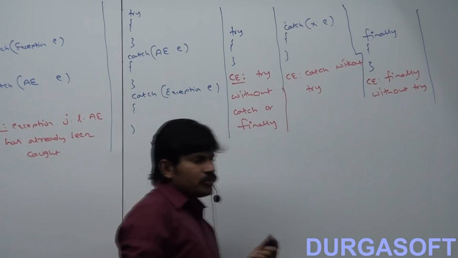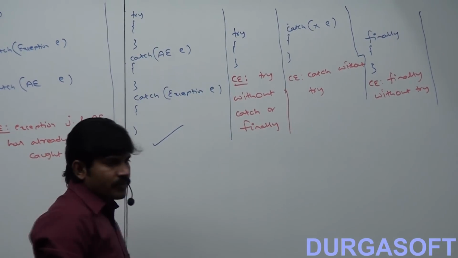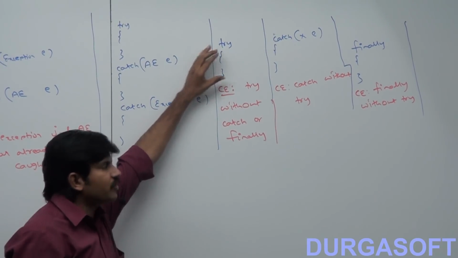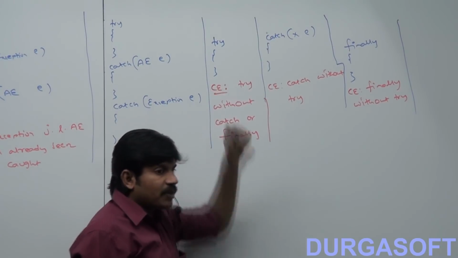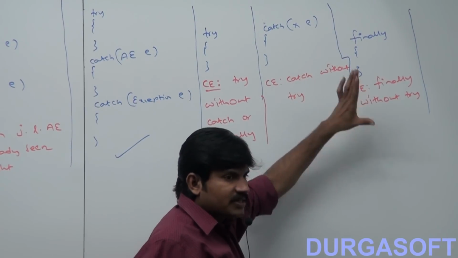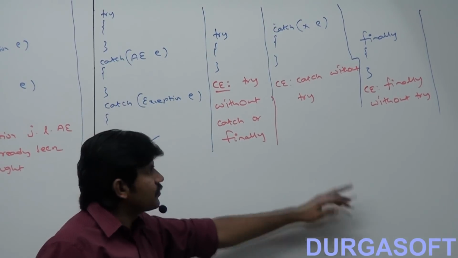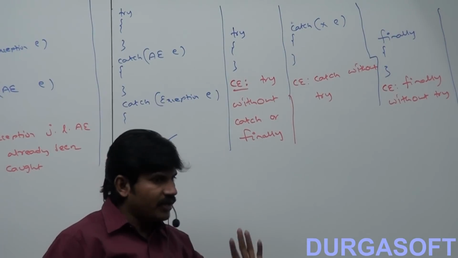Okay. So from these three discussions, whenever we are taking try, compulsorily we have to take catch or finally. Whenever we are taking catch, a try must be required. Whenever we are taking finally, a try must be required. Finally without a try, catch without a try, try without catch or finally are invalid syntaxes, right?